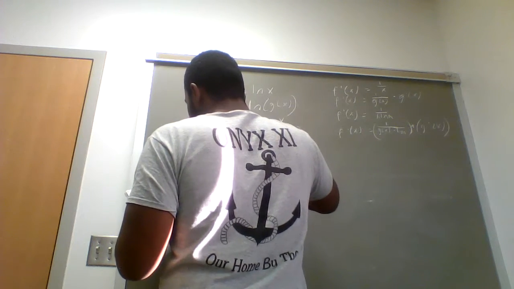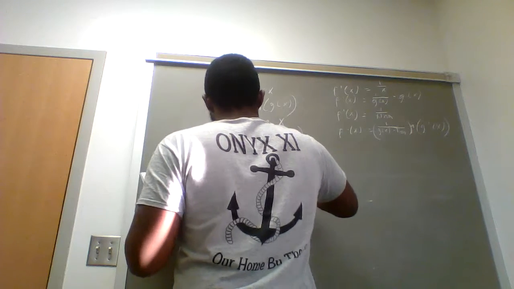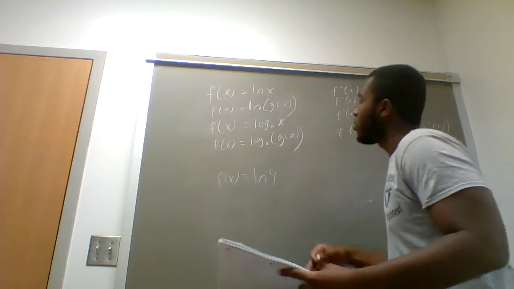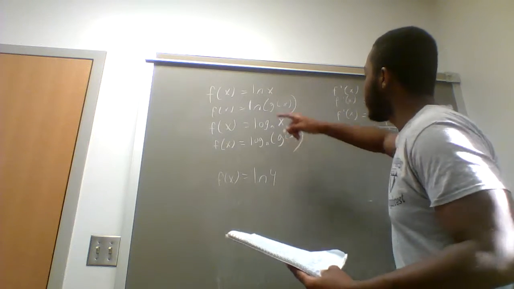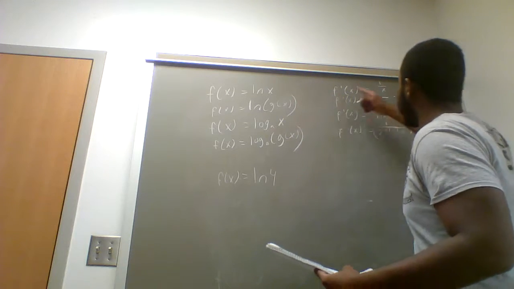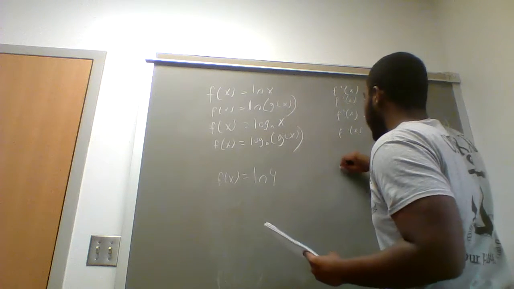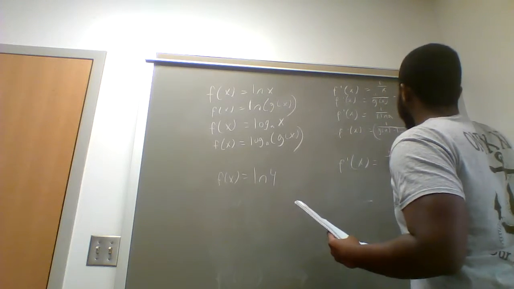First example I'll be giving you, f of x equals natural log of 4. All right, so we're going to look at our properties, see which one do we use. The top one right here, x is 4 in this scenario, so just look at the derivative and plug it in. So f prime of x would equal 1 over 4.